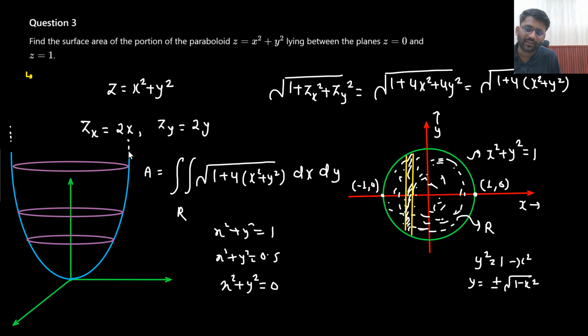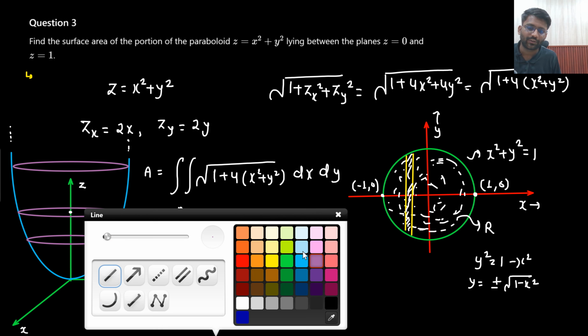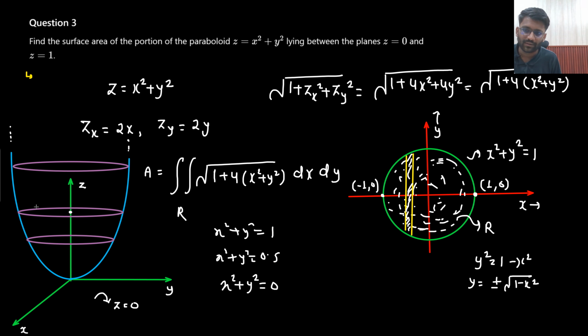But what they are saying is, you need to consider the paraboloid between two planes, which is z equals 0. The z equals 0 plane will be the xy plane only. z equals 0 will be this plane. And the z equals 1 plane. What will be the z equals 1 plane? Let's just say here it is z equals 1. This will be your z equals 1 plane.